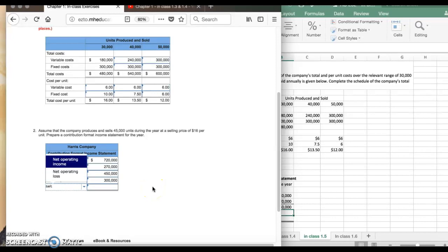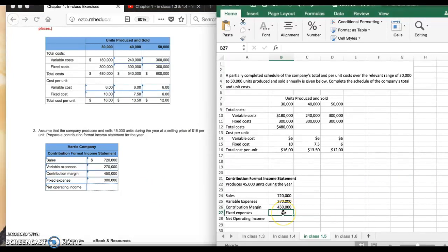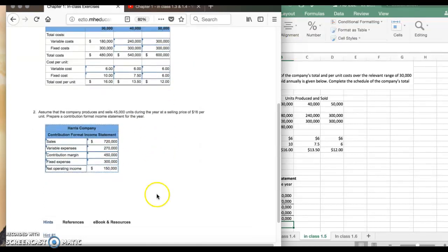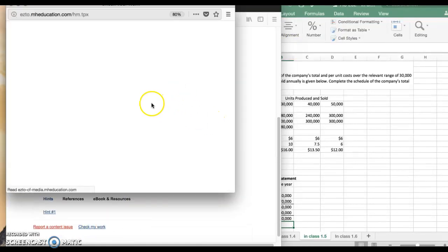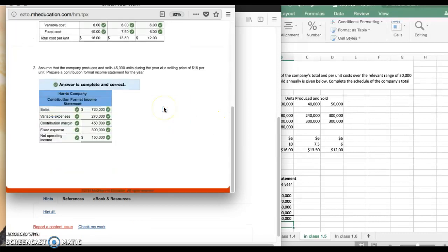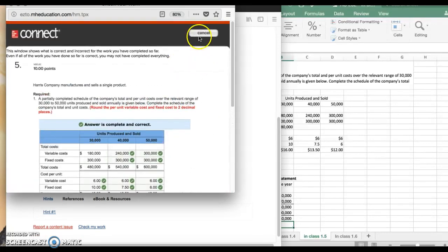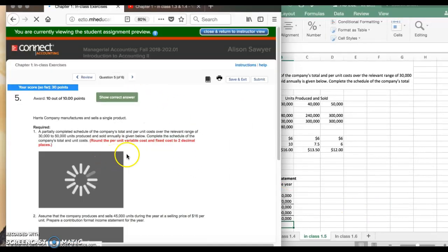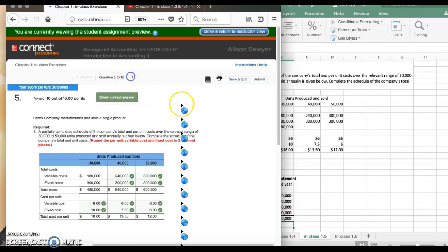Then we're going to have our net operating income, right? So our $450,000 minus $300,000, which is our fixed costs. And it's going to give us $150,000. So we can go in and check our work and see if we've done this correctly. And it looks like we have, so we can move on. All right, so we will score this question and we will go on to in class number 6.